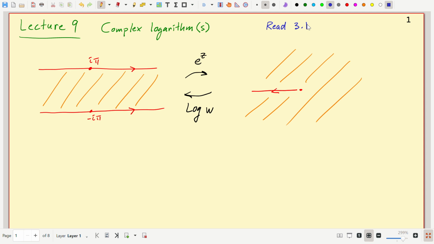And 3.2 also. 3.2 I have talked about. It's the complex log and exponential. So let's see, I'm going to talk more about the complex log today.